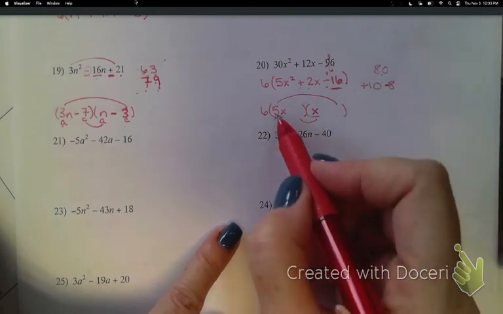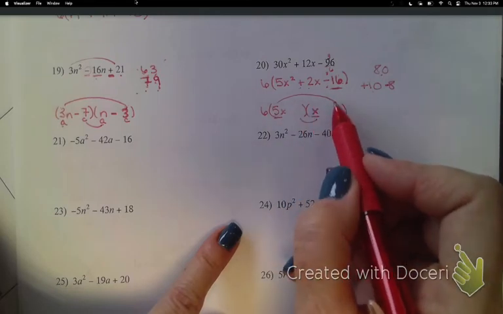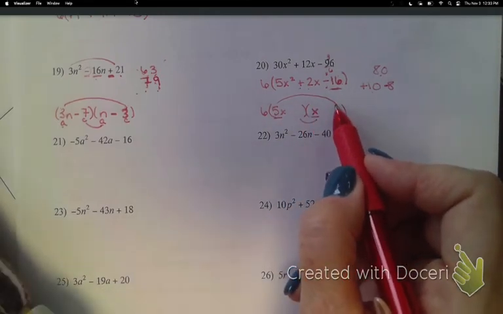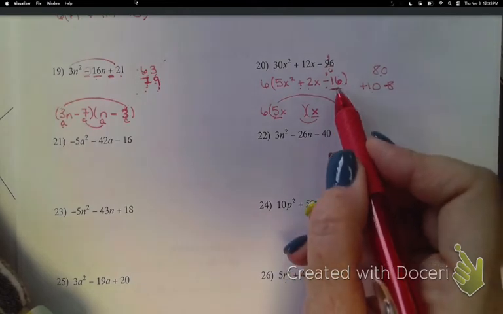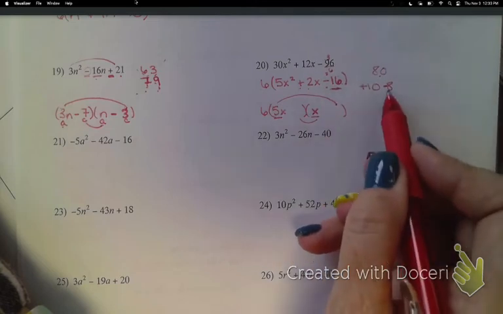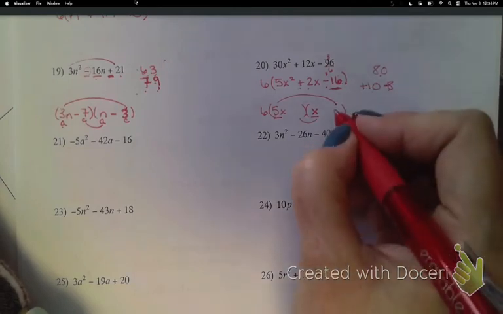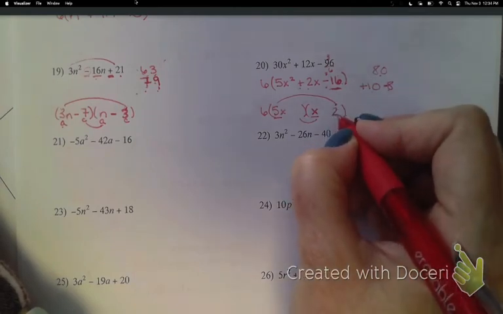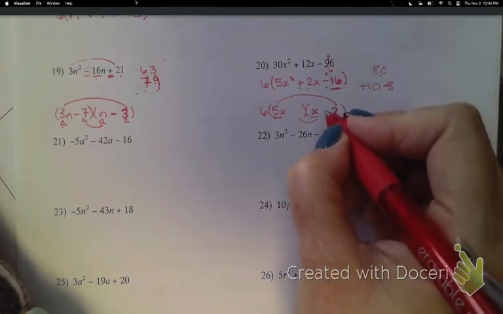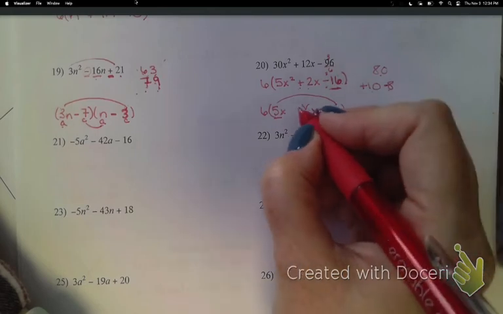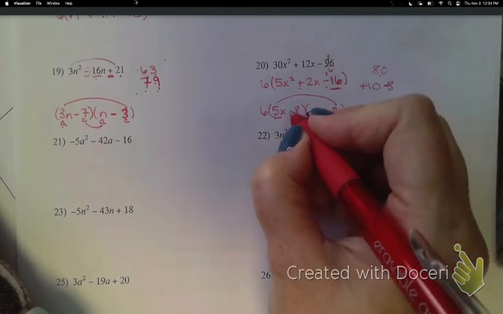Well, I have a 5. So is 5 times anything going to give me 8? No. 5 times 2 is going to give me 10. Is 2 a factor of 16? Yes. Is the other one 8? Yep. So are we good? So clear over here gives me a 2. And I want my 10 to be positive, so the 2 has to be positive. And then the 8 has to be negative.